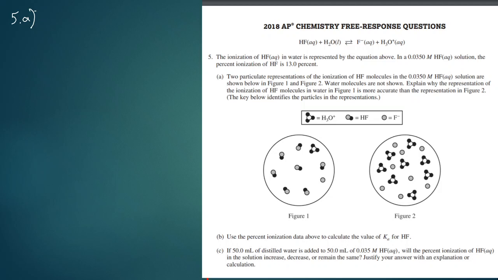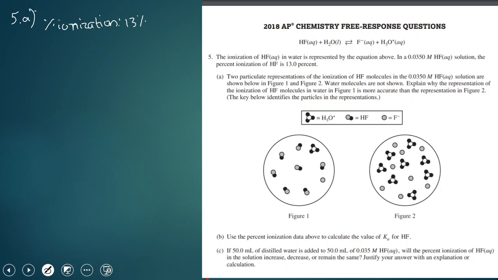Okay. Well, what we have to consider is that we have percent ionization. PowerPoint must have glitched a little bit there. Okay, so percent ionization, we're given as 13%. And so what 13% means is that only 13% of the initial acid is going to get converted into the fluorine ion and the hydronium ion.